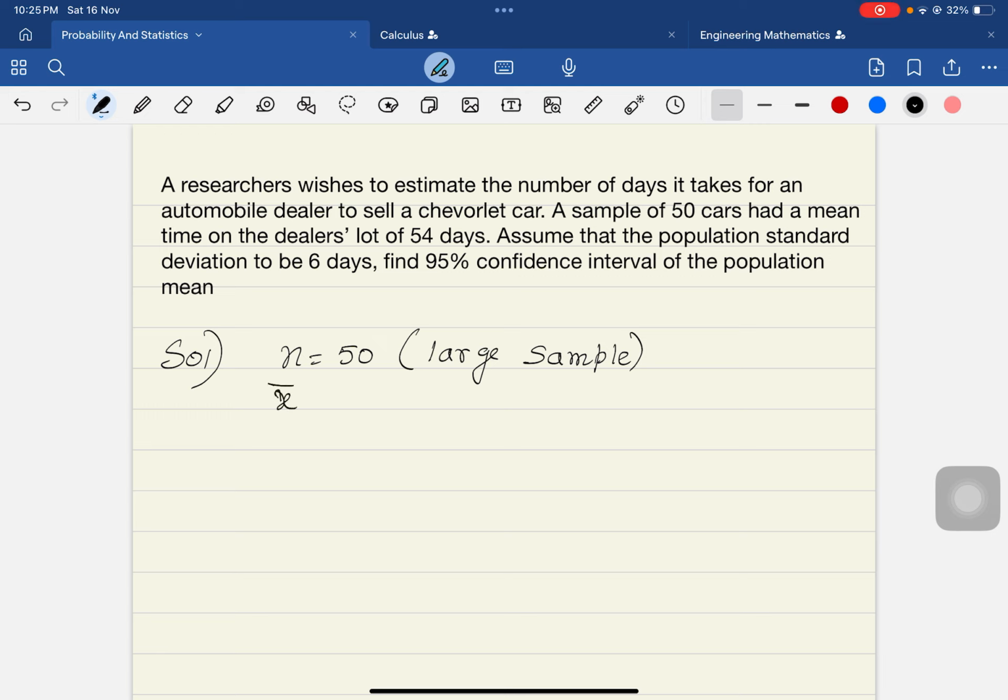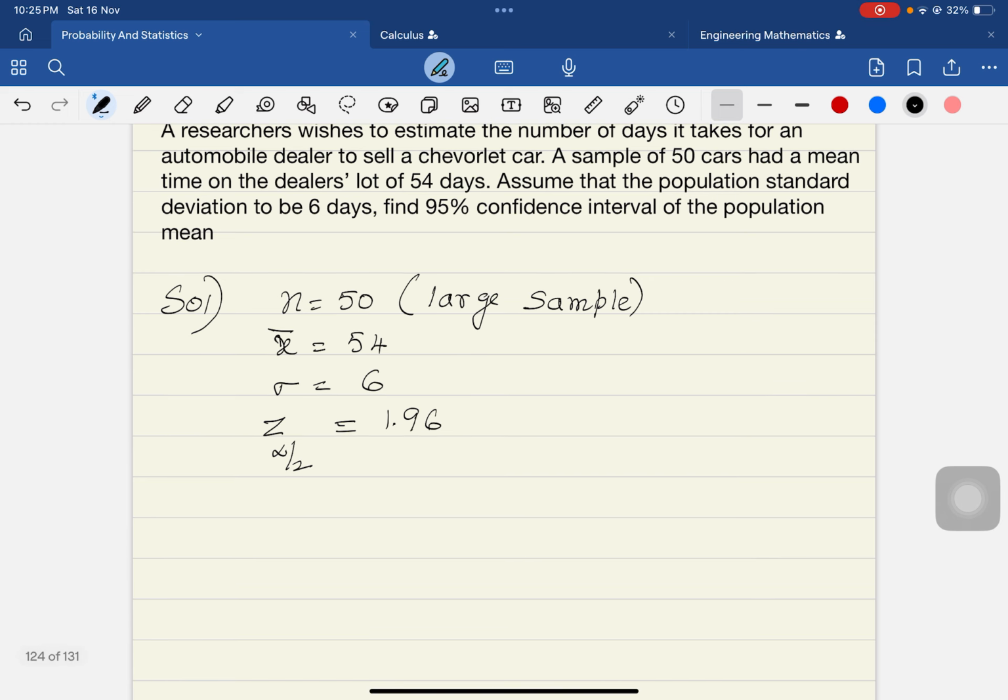The mean is x bar, which is 54 days. The standard deviation is given as 6 days. What is Z alpha by 2 under a 95% confidence interval? At 95% confidence, Z alpha by 2 is 1.96. Therefore, what is the confidence interval now?